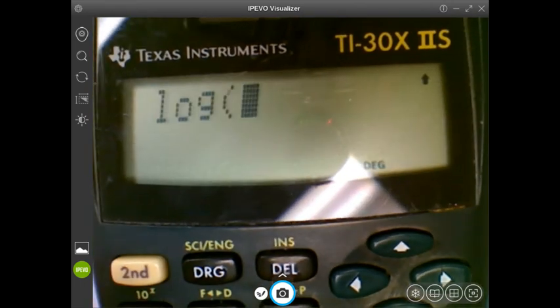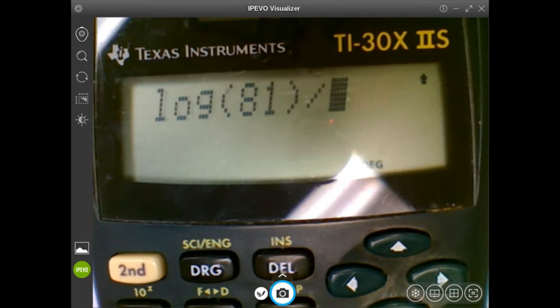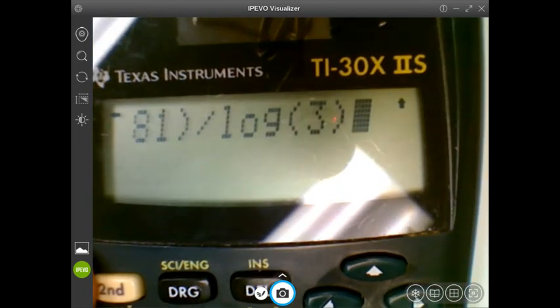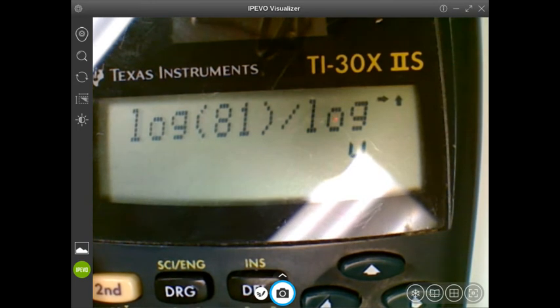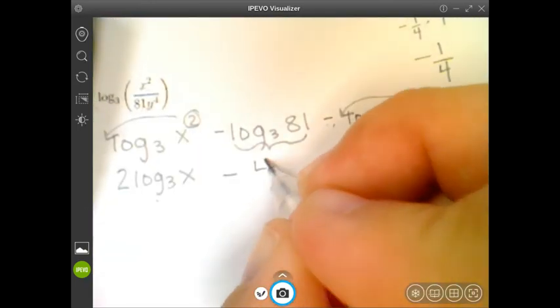So it's a change of base formula. So log of 81, make sure you close the parentheses, divided by log of 3. Close those parentheses, and the answer is 4. And so that simplifies to a minus 4.